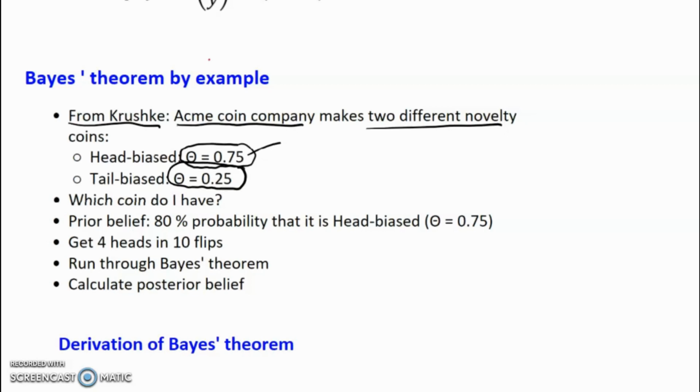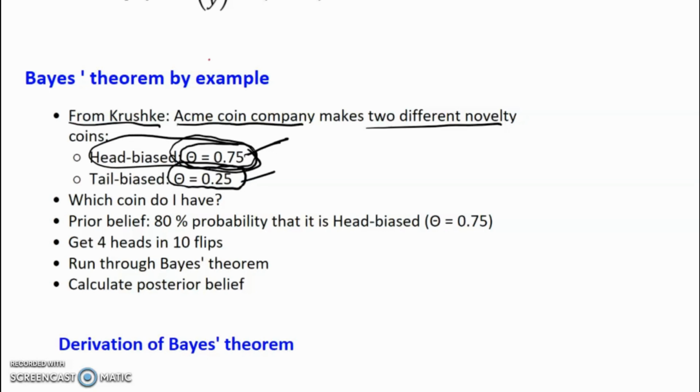So I've got this coin in my pocket, and I'm wondering whether I've got a head biased coin or a tail biased coin. What I'm going to set out to do is calculate the probability that in fact I have a head biased coin, with theta equal to 0.75.